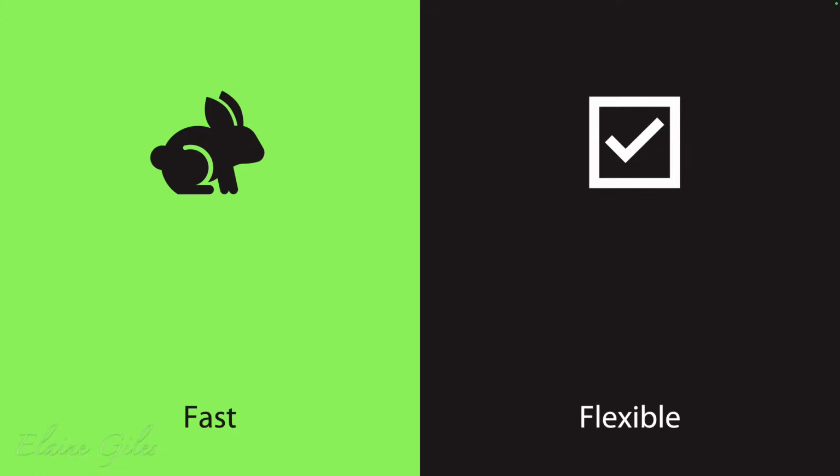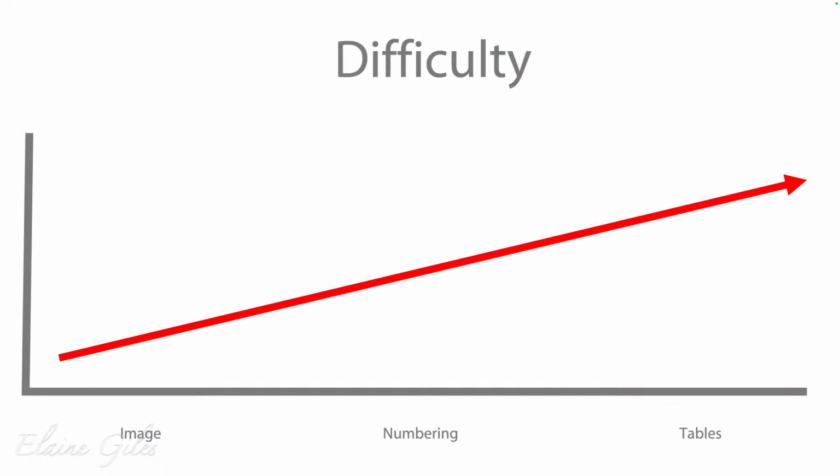Because there are numerous ways to create calendars, the difference between them is the speed with which you can create them and how flexible those final calendars are. And it is a sliding scale. So in terms of difficulty, if you have images, it's really easy. Really easy. And it's fast. If you're using the numbering method that I will show you, it will take you a little bit longer. If you are using a table and customizing everything, that will take you by far the longest.